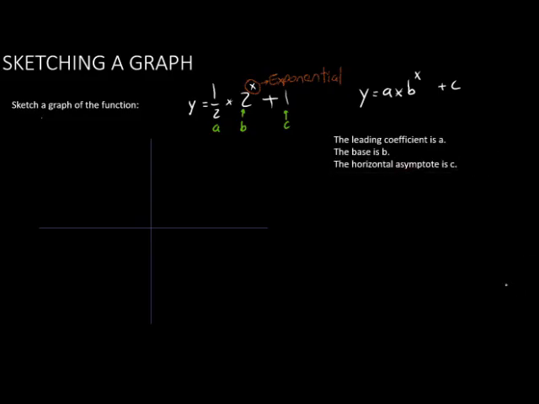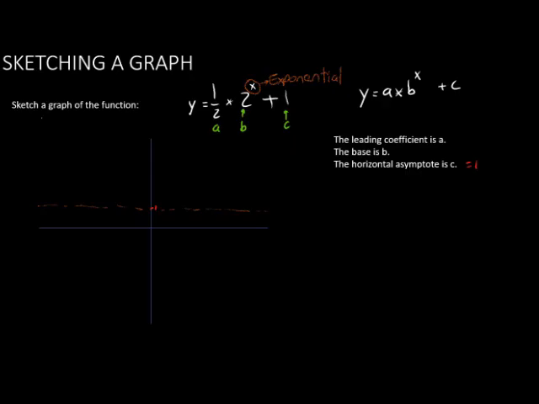We'll begin by drawing the horizontal asymptote. The c value is equal to 1 in this case. That's going to be the y value for our horizontal asymptote. So we'll mark 1 on the graph and draw a line. Our exponential function will not cross that line.